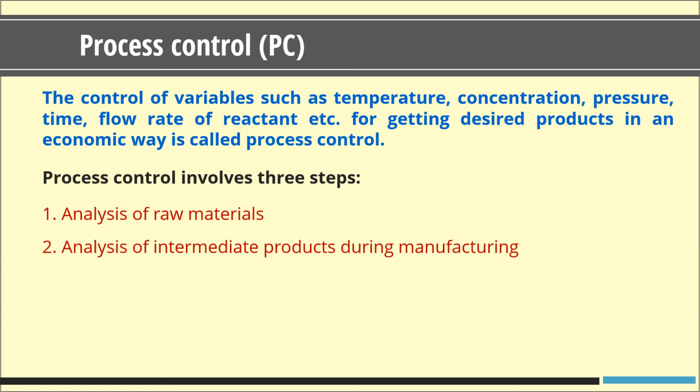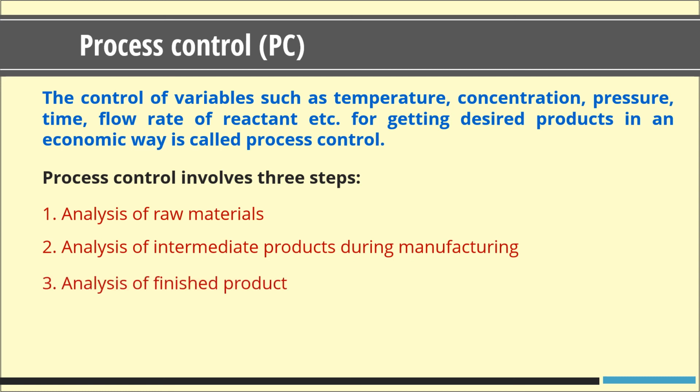So during the reaction process, reactant A reacts with reactant B, it may give rise to the intermediate I star, and after that it will give rise to the product P. So whether that intermediate I star is going in the right way or not is checked by the process control unit. So that is the second one, analysis of the intermediate product during the manufacturing.